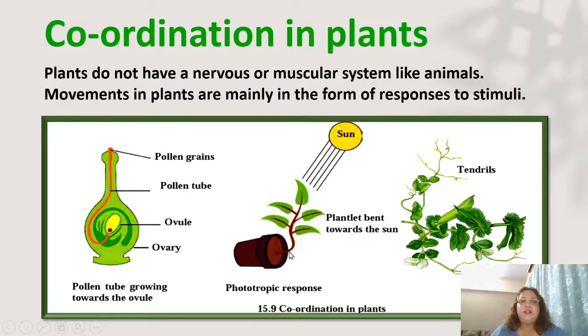In the second picture, you find a potted plant moving in the direction of the sun. And in the third picture, you'll find plants which have tendrils, and they climb. Those tendrils by themselves hold onto the grills or onto any wooden structure and the plant moves. So these are some types of movements in plants.